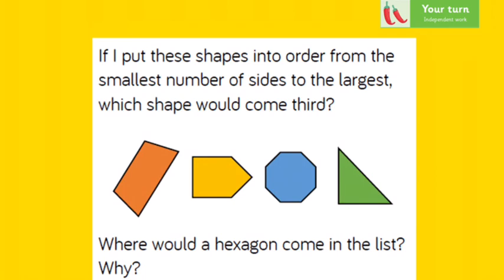Okay, it's 3 chili challenge time. Let's have a look. If I put these shapes into order from the smallest number of sides to the largest, which shape would come third? Where would a hexagon come in the list? Why? Pause the video now to have a little think and have a chat maybe to a grown-up and come up with your answers. Once you have, you can come back for a check. See you in a moment.